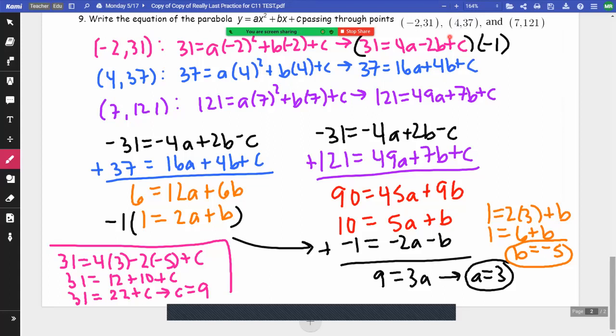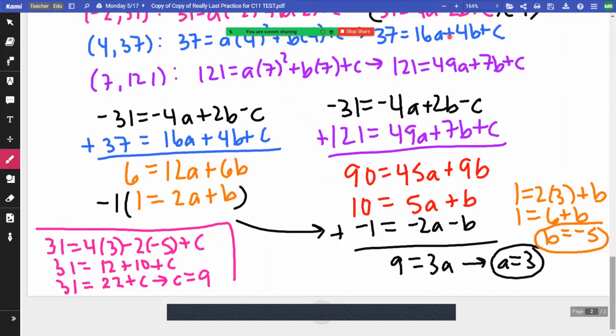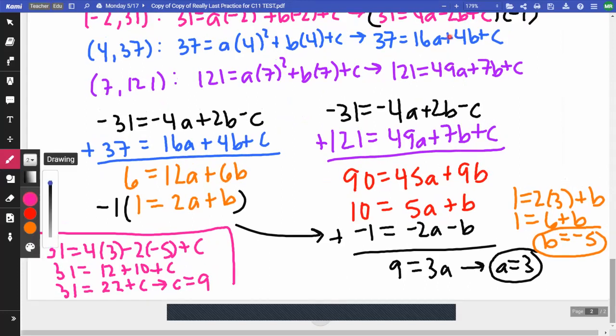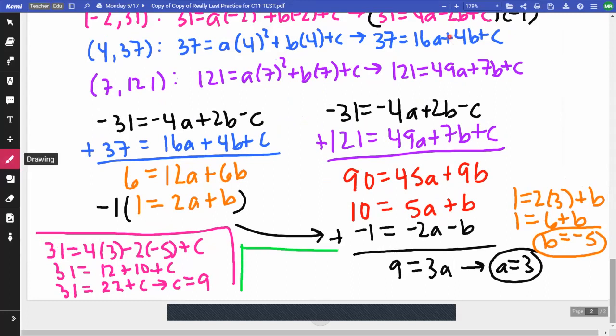And my last step is to actually write out my equation. And so my equation is going to be, here I'm doing it in black, in this green box, y equals a, so 3x squared, plus b, so minus 5x, plus c, so plus 9. And that's your equation.